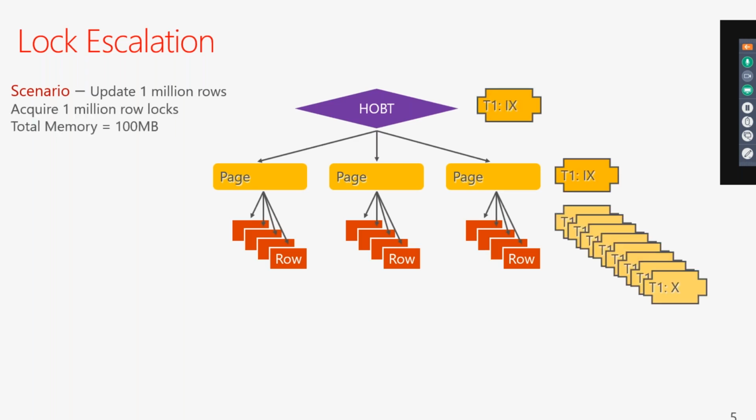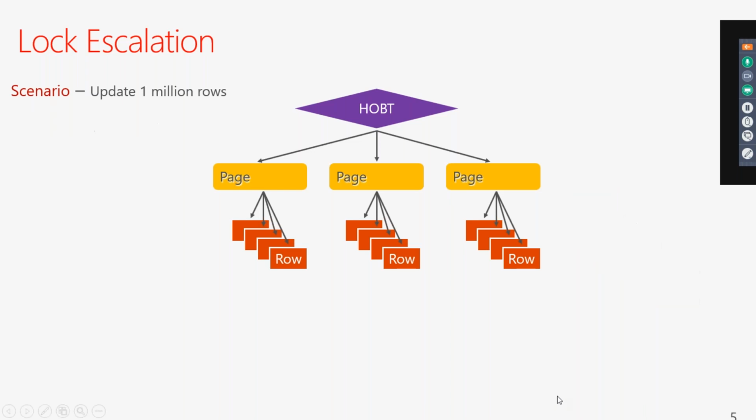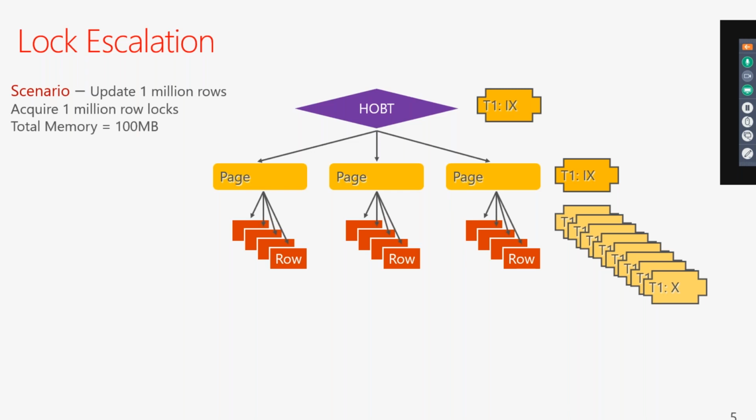So this is how it is. HoBT stands for heap or binary tree. Pretty confusing acronym, but it has been like this for a long time. So notice yellow shows the pages and the rows, right? So I'm running a query, update 1,000,000 rows. So we will get all these locks that I'm showing you on the right side. Intent lock on the page, intent lock on the HoBT, which is the table, and exclusive lock on the rows, right? This is going to be expensive. And the total memory will be 100 megabytes because each lock takes around 100 bytes. Okay? So this can be very inefficient.